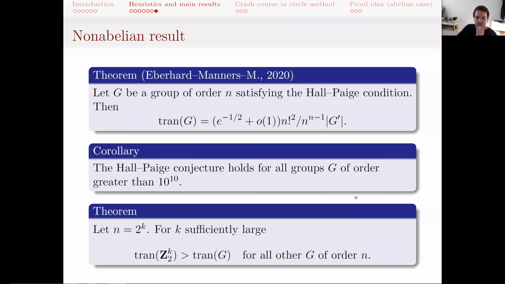I'll now slowly move towards the basic proof idea. But before I do that, I should ask if there are any questions. Okay.